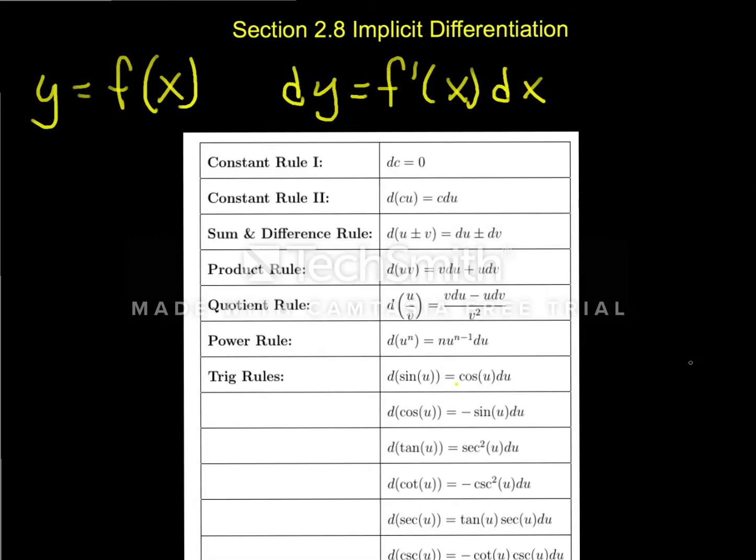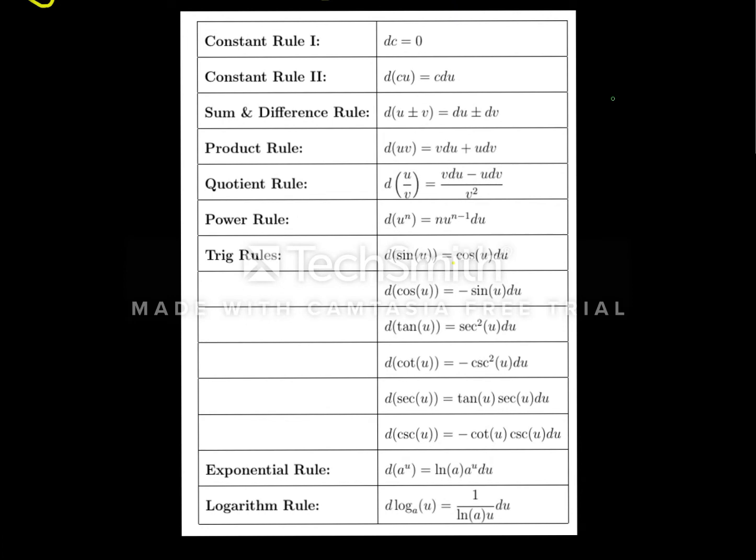So if we scroll down and take a look at our rules as we've collected them so far, we see that the differential of a constant is 0, that constants factor out of the differential operator, that the differential operator distributes across addition and subtraction. We have a rule for multiplication, for division. We've got our power rule, all of our trig rules, and, as we developed in the last section, rules for exponentials and rules for logarithms. But none of these rules require that we've got a function per se, like y equals f of x.